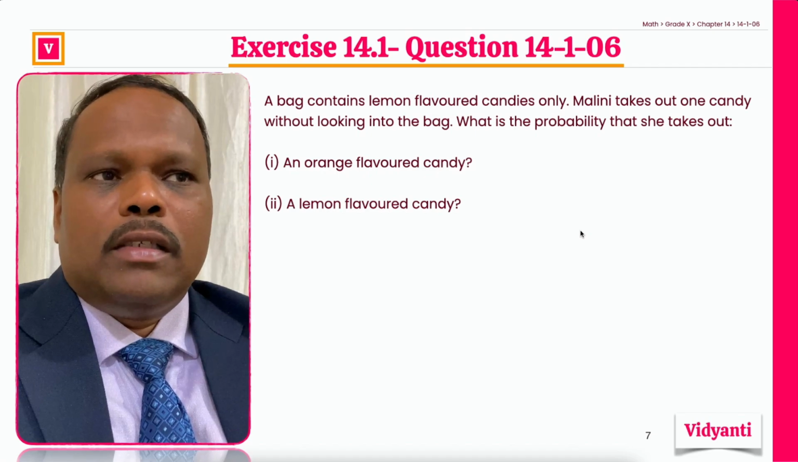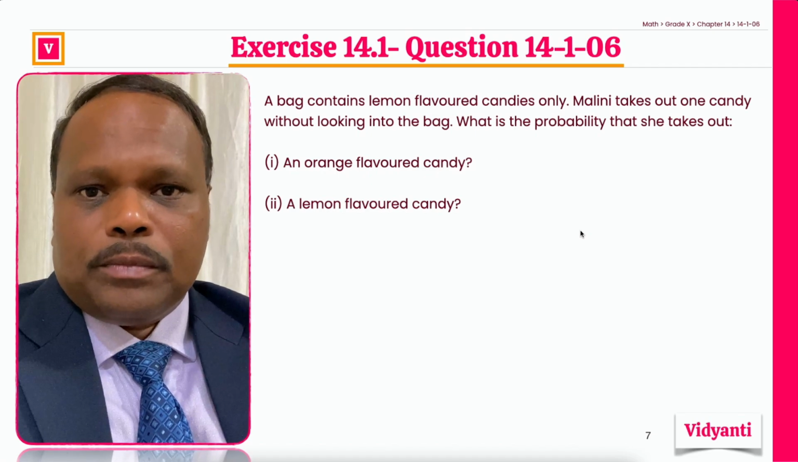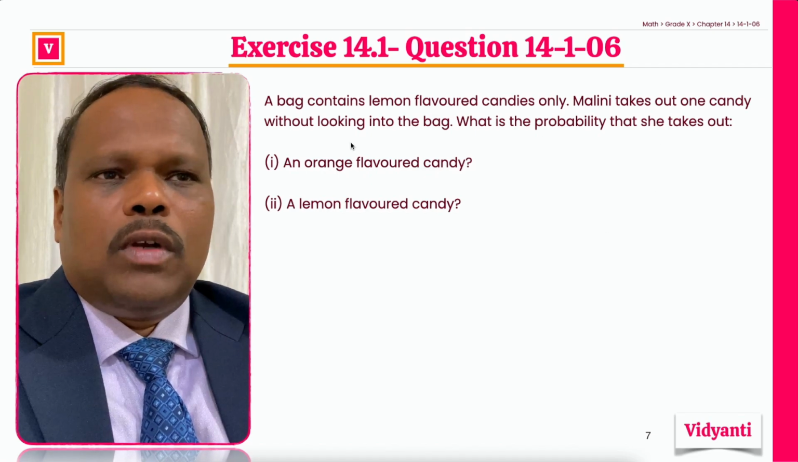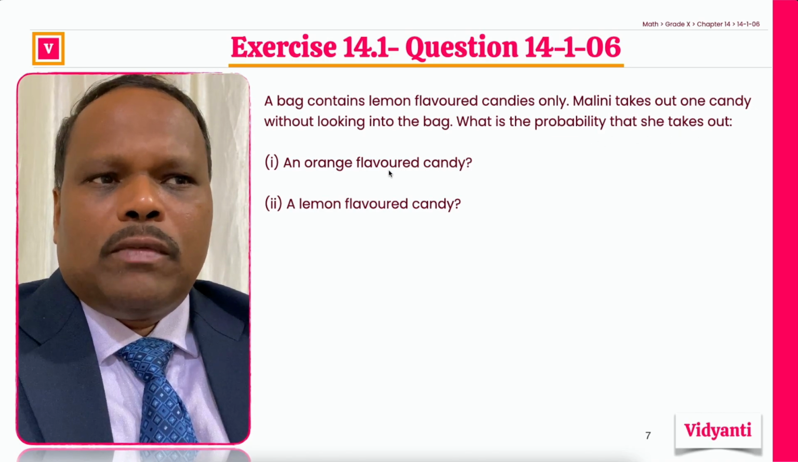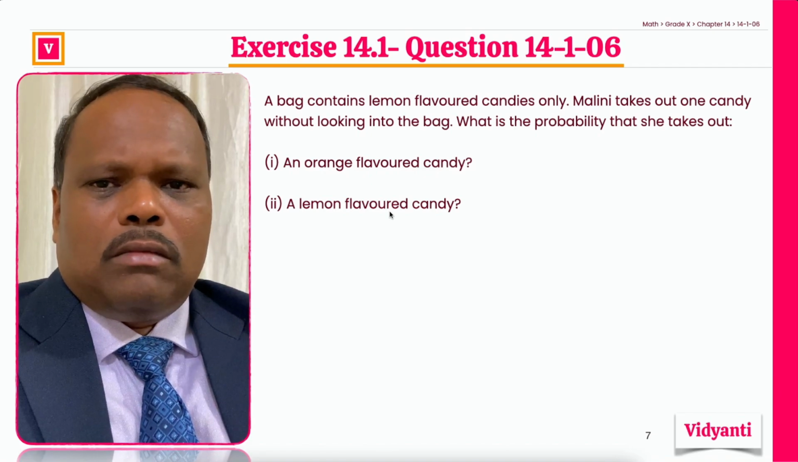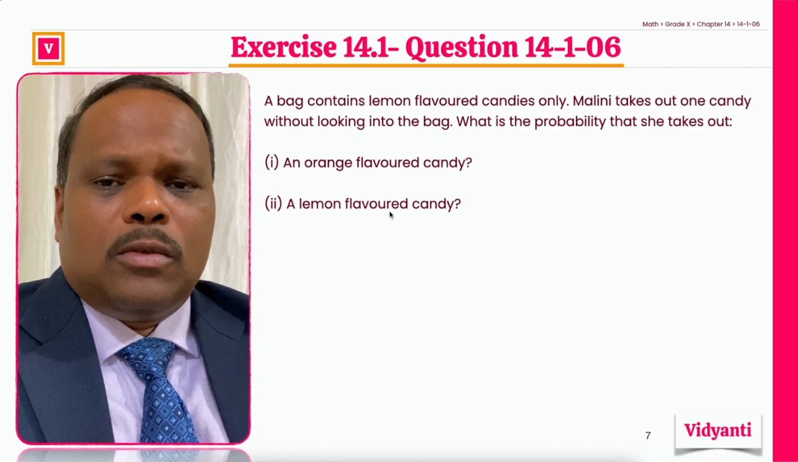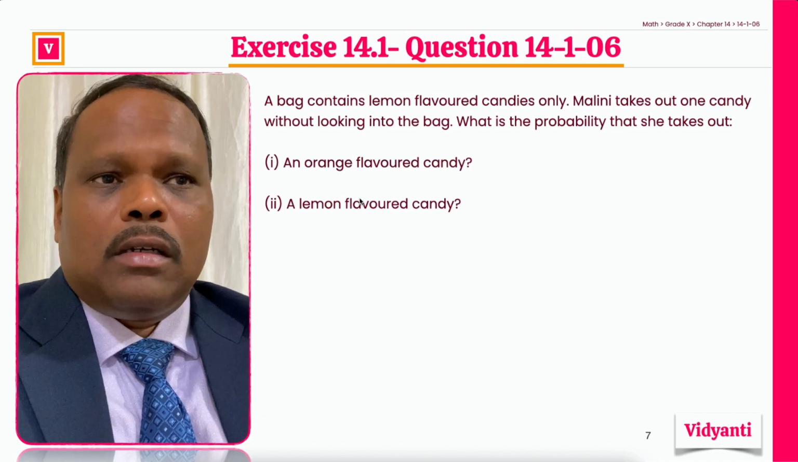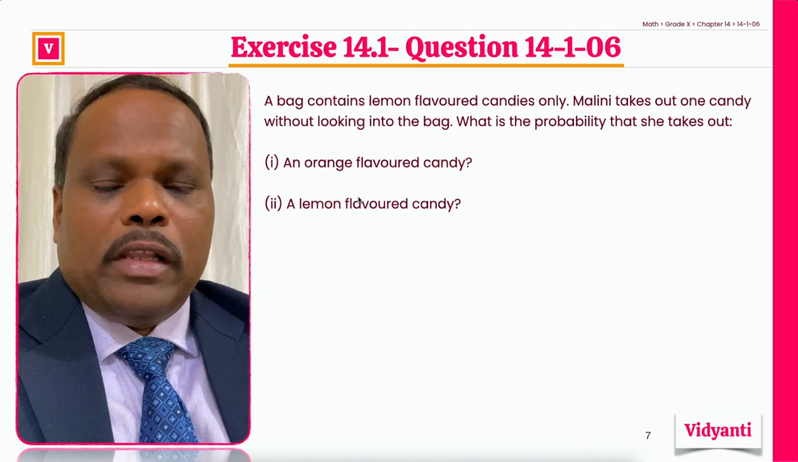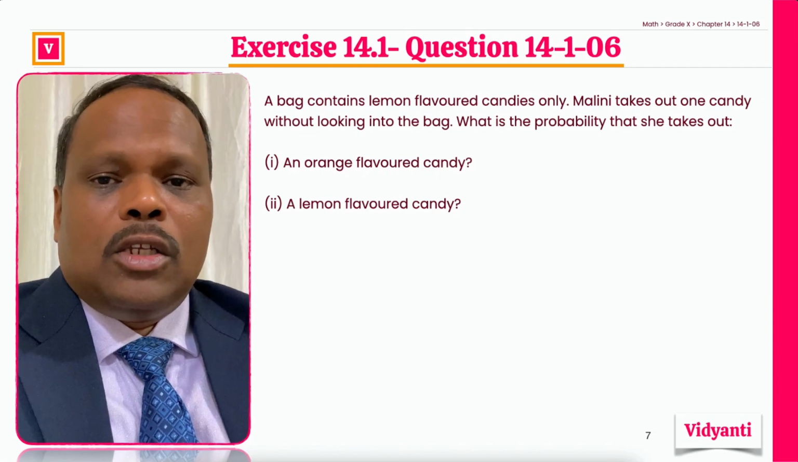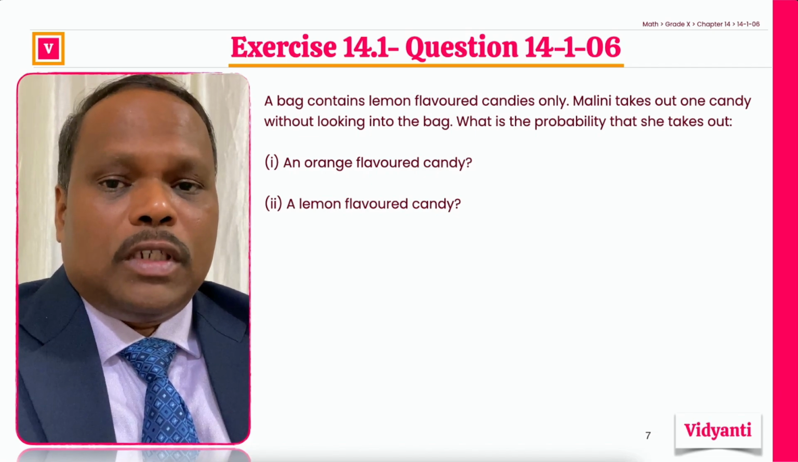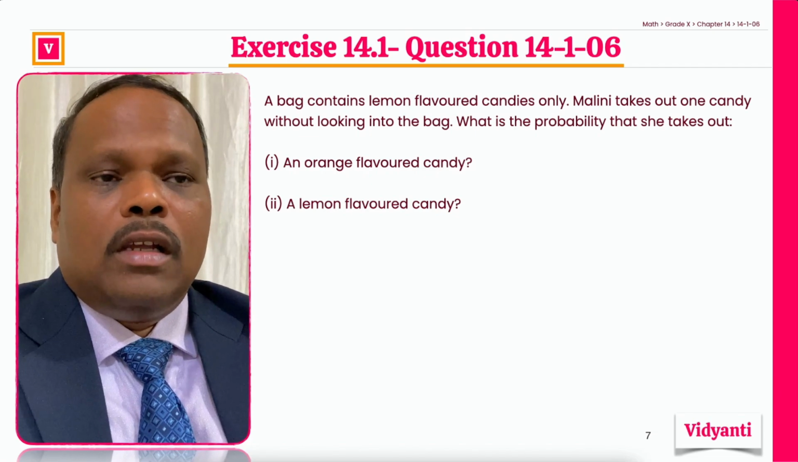A bag contains lemon flavored candies only. Malini takes out one candy without looking. What is the probability that she takes out an orange flavor candy, and a lemon flavor candy? Now, the given information is there is no such thing as an orange flavor candy. All the candy in the bag right now are lemon flavor candy. So, if you are looking for something which is not there, that's an impossible event.